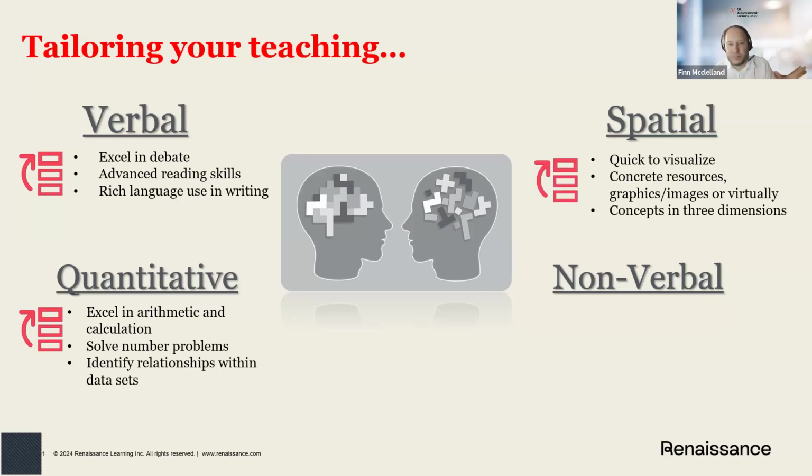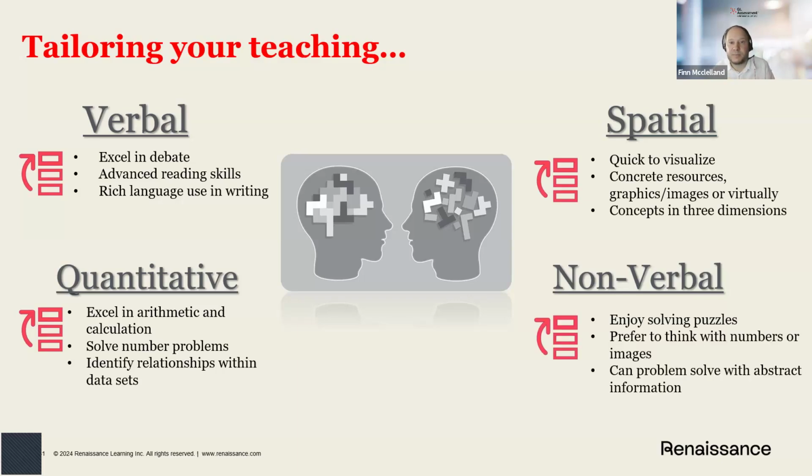And then on the right, we have our spatial learners who are quick to visualize. Diagrams, models, graphics, and 3D representations really support their understanding, something which is especially powerful in science, maths, and design subjects. And then finally, we have our non-verbal learners who enjoy puzzles and abstract reasoning. They may think more comfortably in images or numbers than in words. So tasks that allow problem solving without heavy language demands can be very effective, particularly in an international multilingual context.